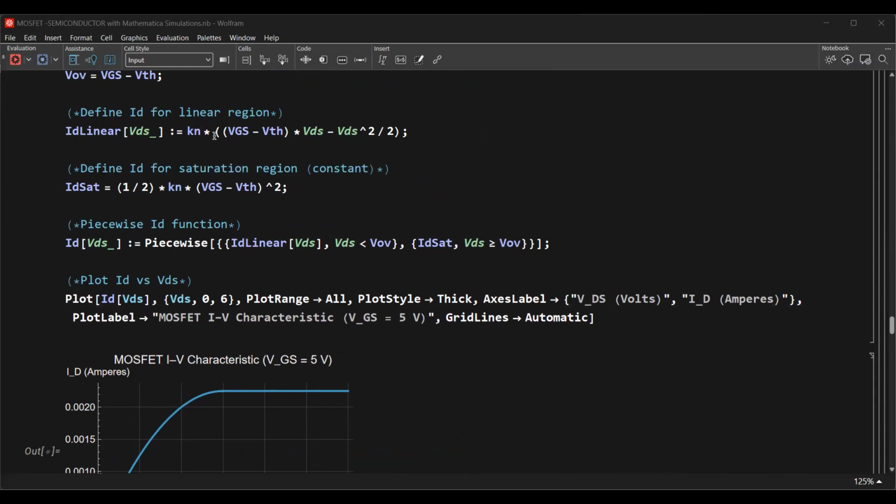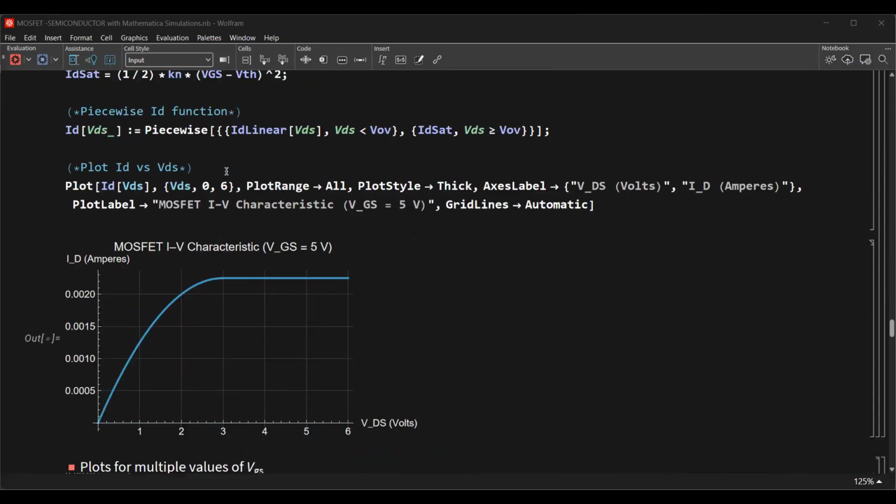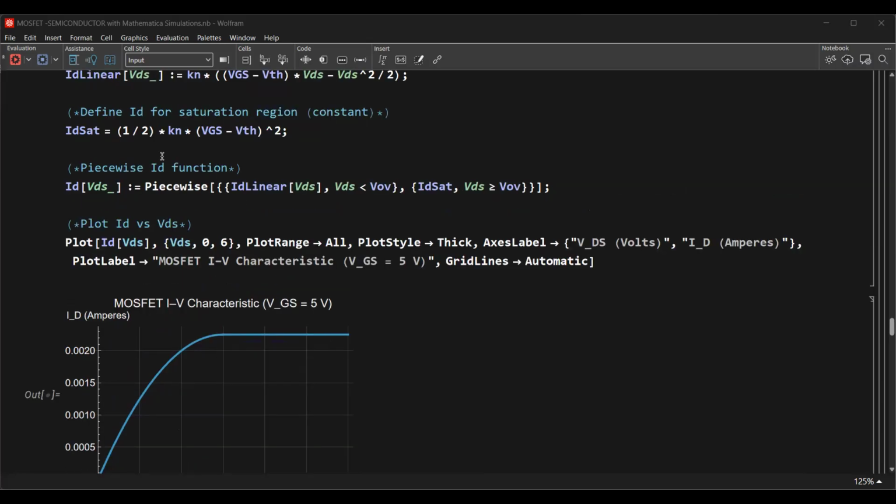This is our equation for ID linear here, and we have the saturation here. The saturation is given by 1/2 of Kn, the electromobility, multiplied by the square of the difference between VGS and VTH. VGS is the gate source voltage, and VTH is the threshold voltage.